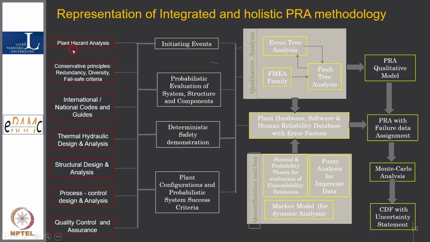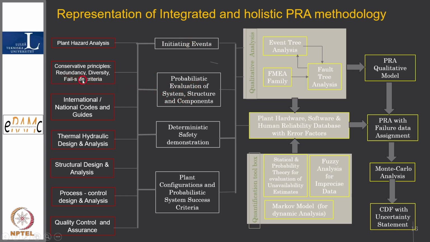It involves a tool called plant hazard analysis. Normally it is used in the chemical industry, but in PRA it is used as a support for identifying the initiating event at a qualitative level. And then we have the probabilistic evaluation of system structures and components.